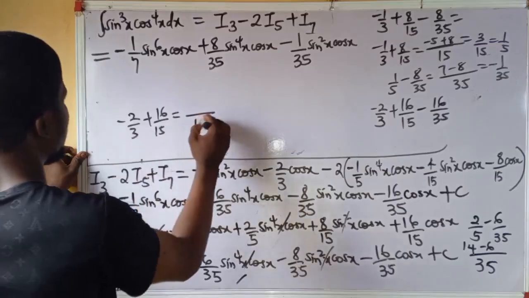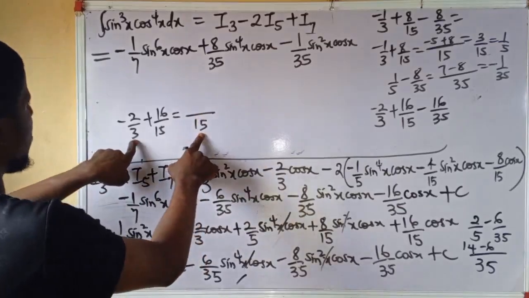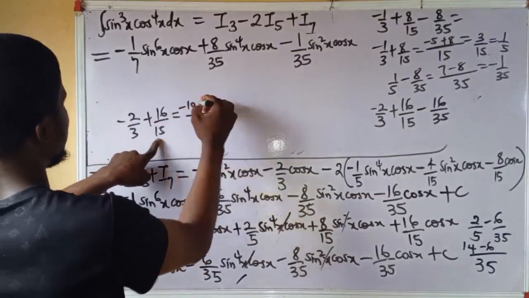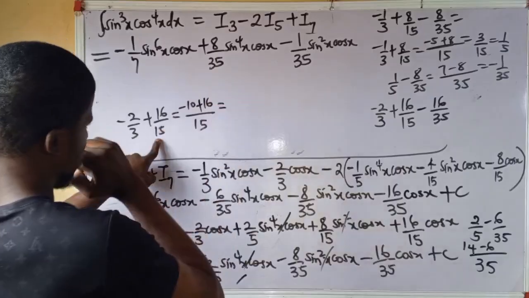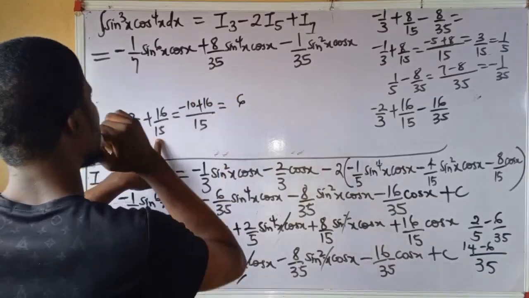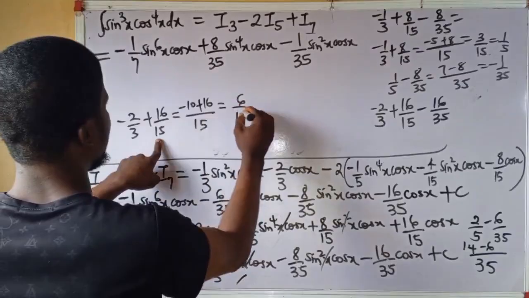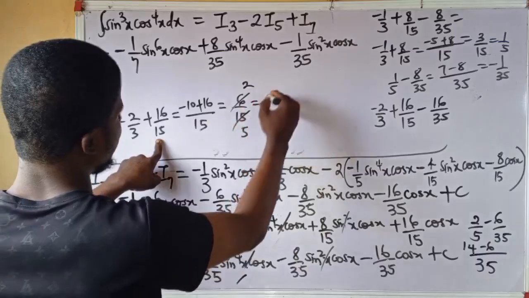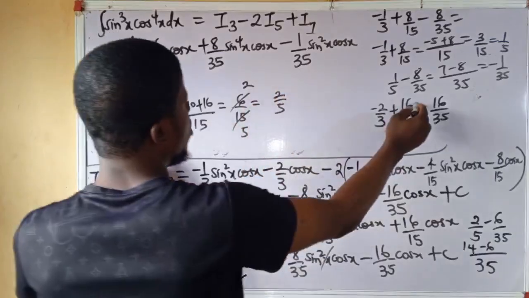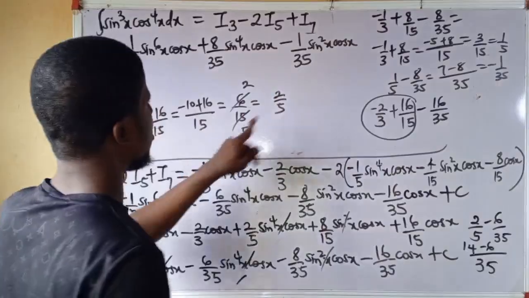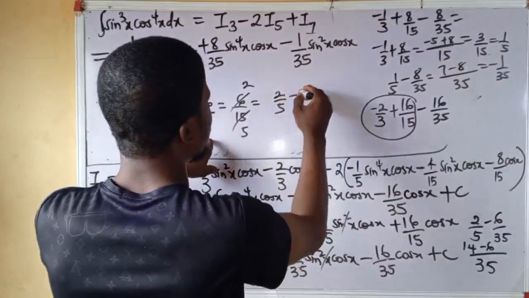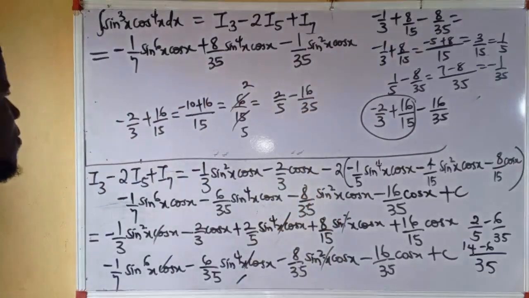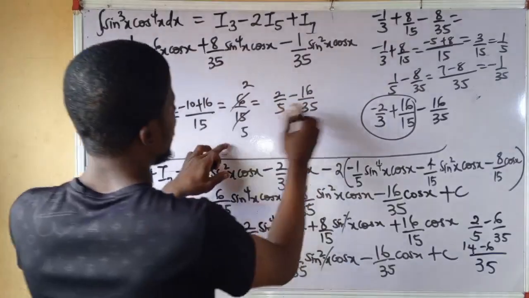The LCM is 15. 15 divided by 3 is 5 times minus 2 is minus 10. This will be 1 times 16 is 16. So this will be 6 over 15. And that is 2 here is 3 here is 2, 3 here is 5. That's 2 over 5. So this one is 2 over 5. Then I'll now say minus 16 over 35. You get what I'm doing? Okay. So the LCM is 35.